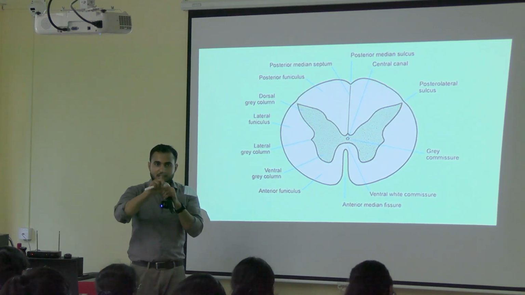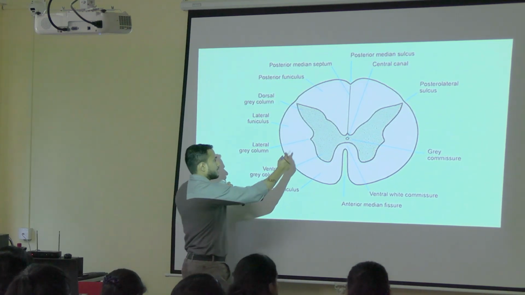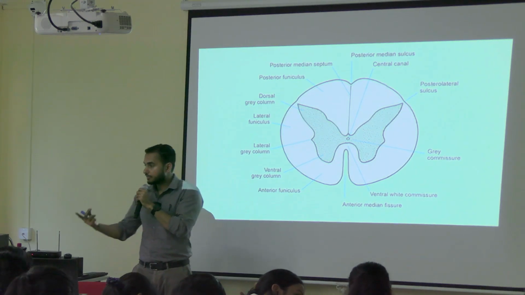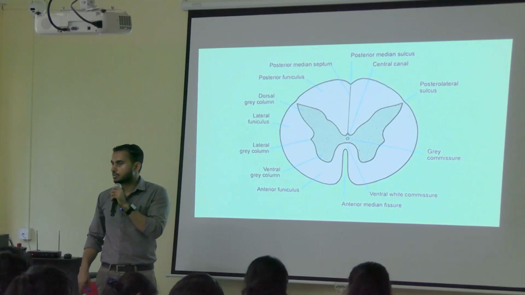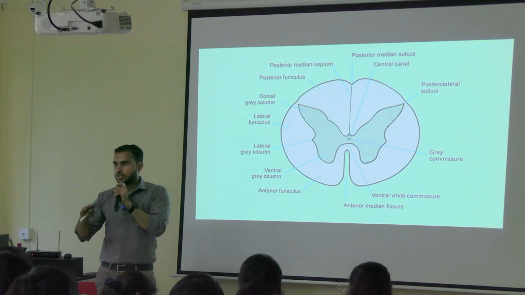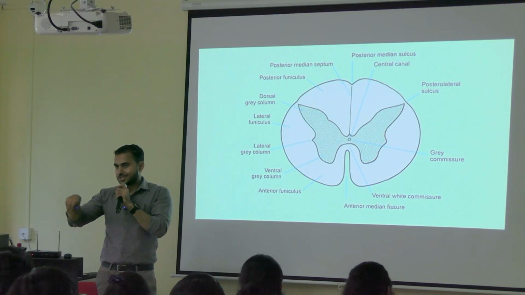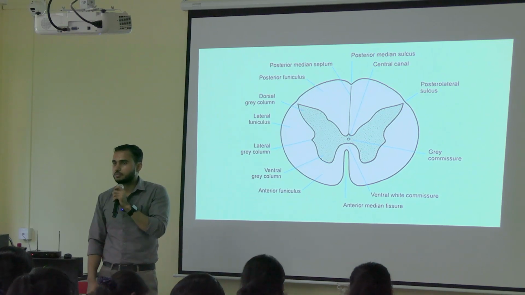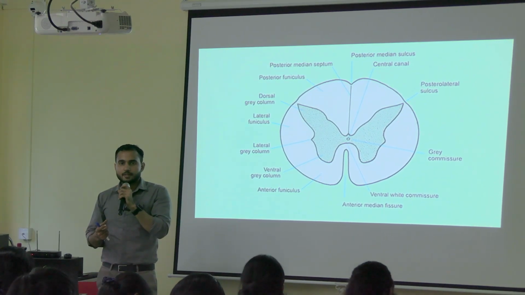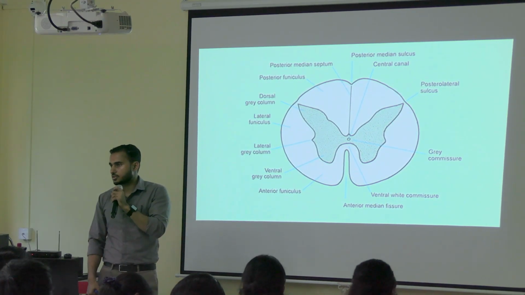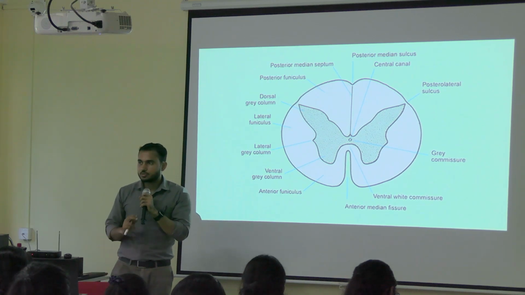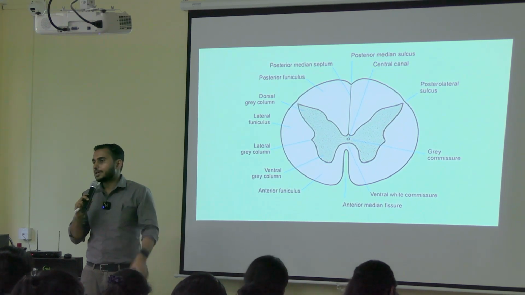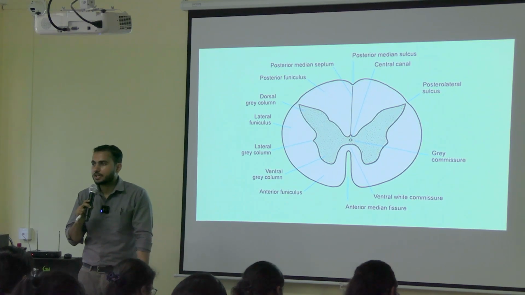If you see the periphery, the peripheral part is made up of white matter. What is in the white matter? Nerve fibers. Don't get confused: the nerve fibers are in the periphery, and the central part, which is H-shaped or butterfly shaped, is made up of cell bodies of different types of neurons.